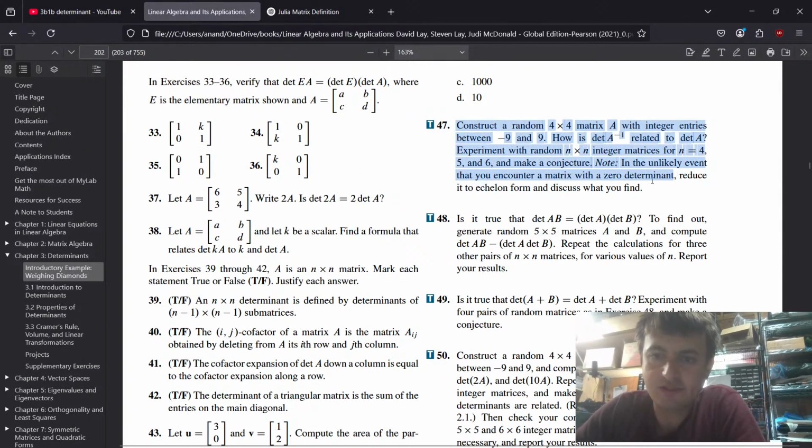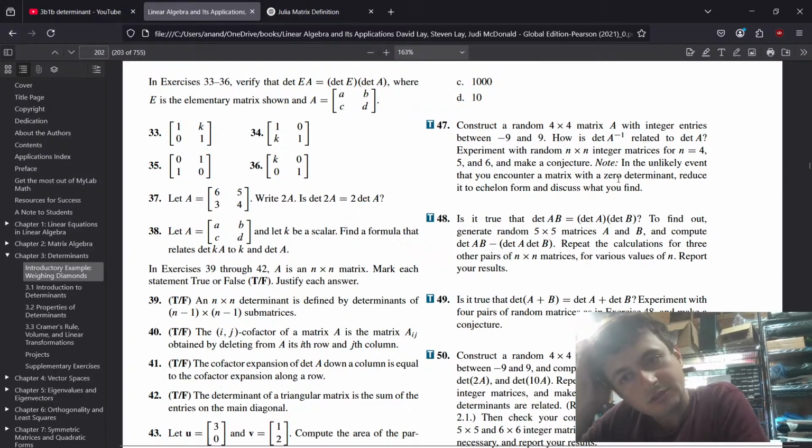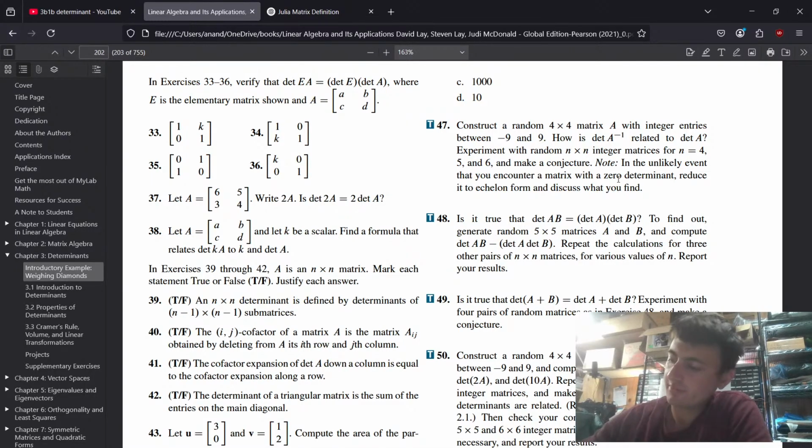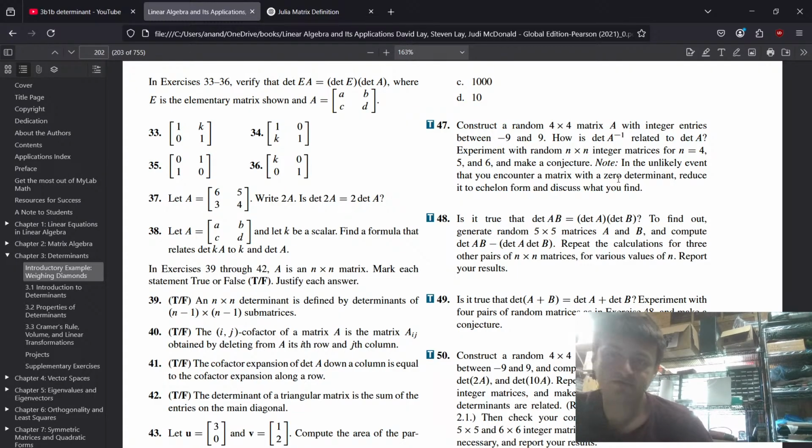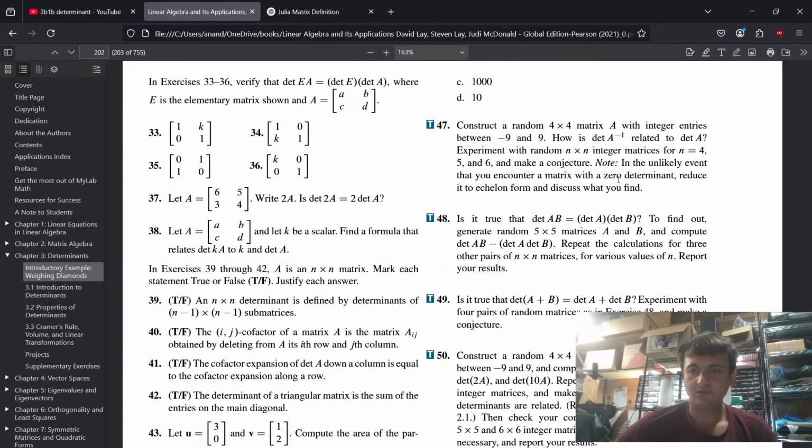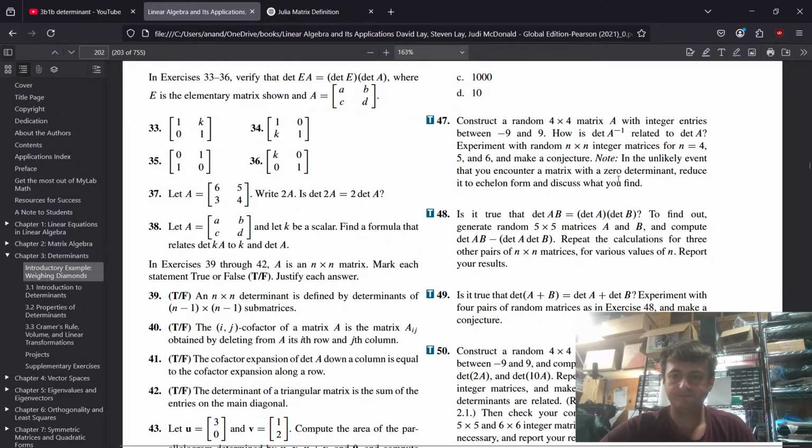Construct a random matrix with integer entries. How is the inverse of the determinant really? Ooh. 47 is a great problem. Whenever you actually have to think about what the operation's doing, what is the inverse? So the inverse... 48. We're definitely going to do 48.